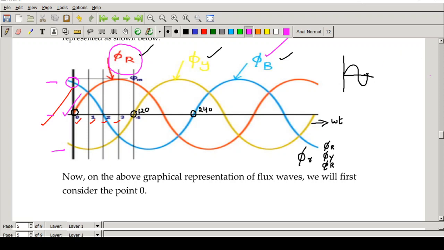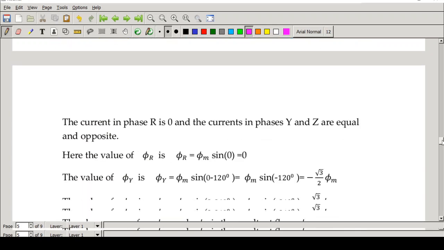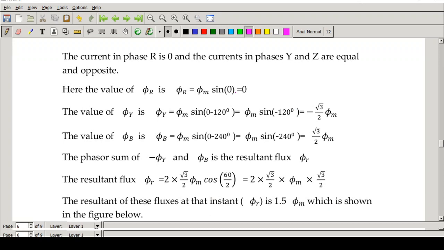Now let's apply this condition, omega t equal to 0, because at this point omega t is equal to 0. So we will put it in the equations. We have 3 equations, and we will substitute it there. Now the equation for the flux phi r is equal to phi m sine omega t. Instead of omega t I put 0, so I got it as 0.